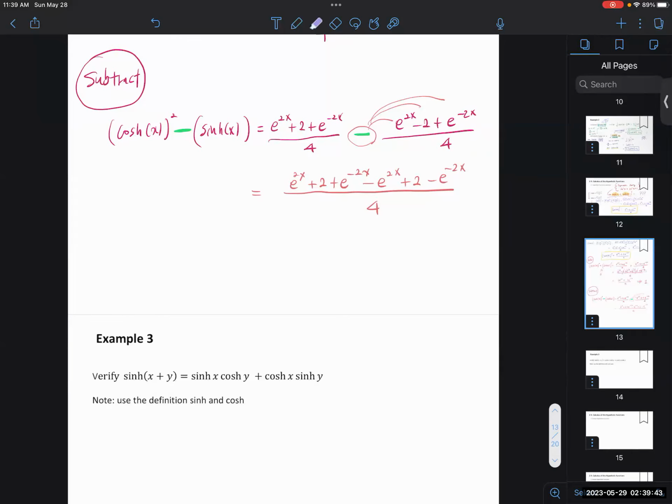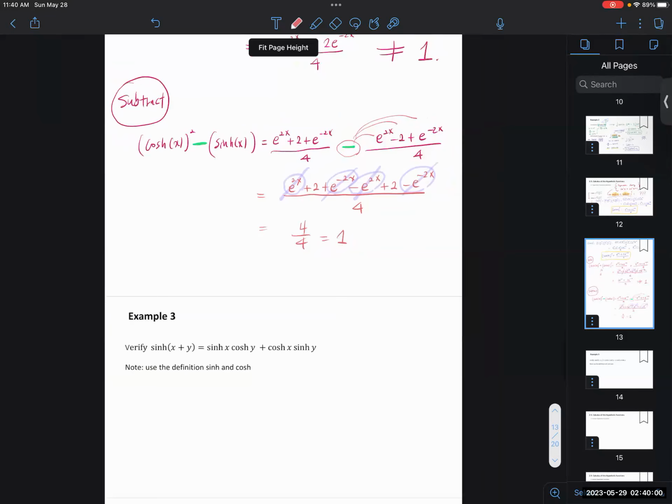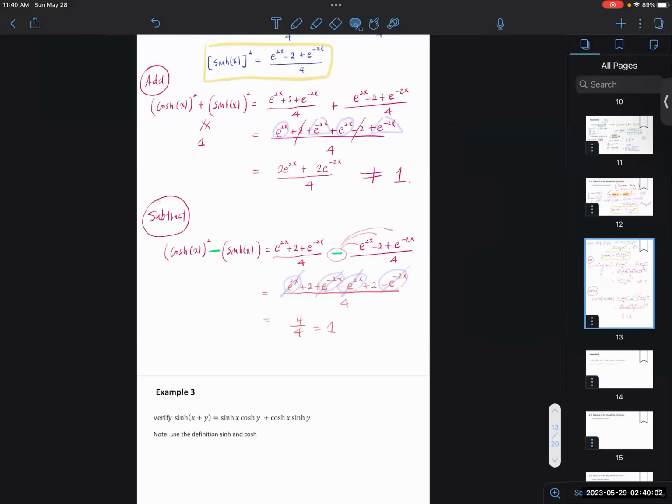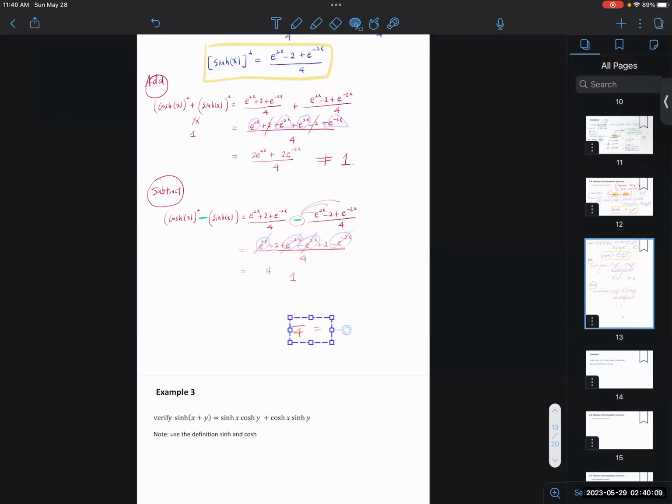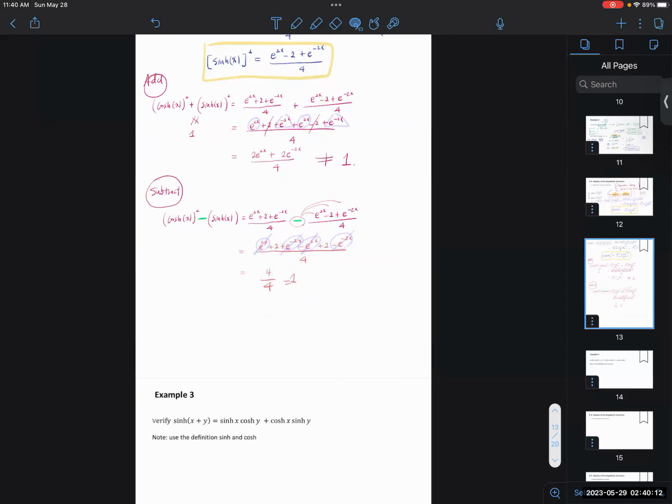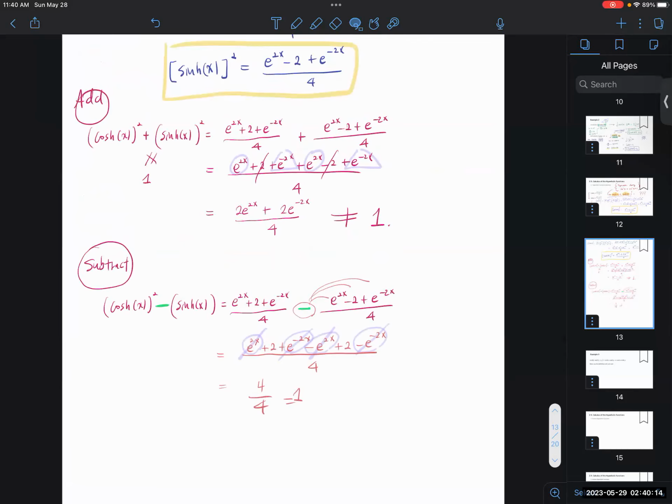e to the 2x, negative e to the 2x, they're going to be canceled, correct? e to the negative 2x minus e to the negative 2x, same thing, cancel. We have 2 plus 2, 4 over 4. It's 1. So what I'm saying is we prove that when you actually subtract cosh squared minus sinh squared, we found out that it is 1.